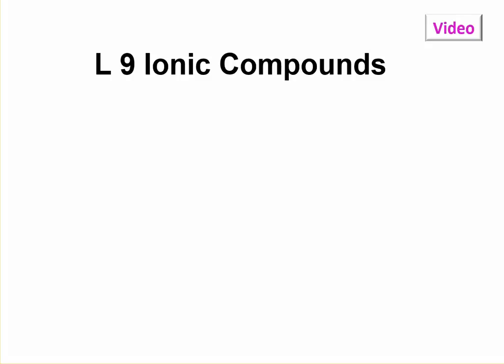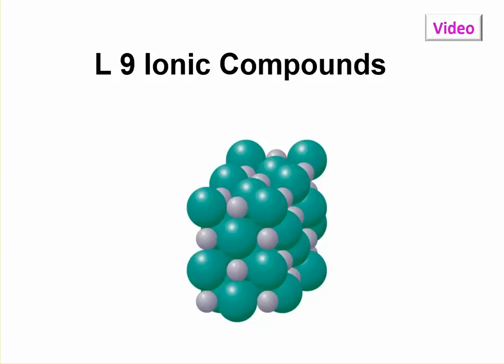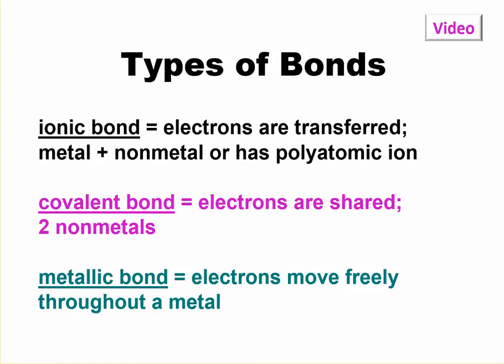Lesson 9 is on ionic compounds. If you'll remember, ionic compounds don't exist as molecules, they exist as crystal structures where positive and negative ions alternate and are attracted to each other. So we have these larger crystals. A reminder about the types of bonds.